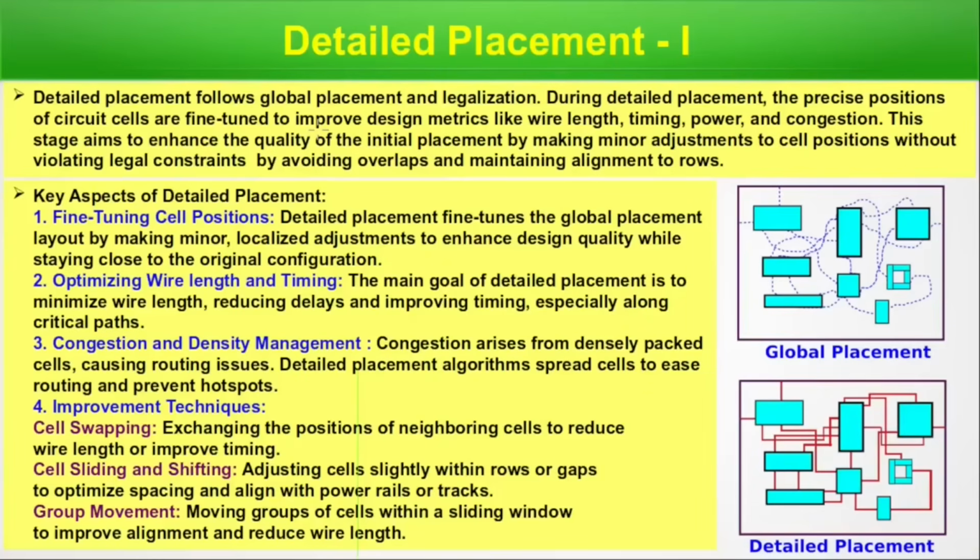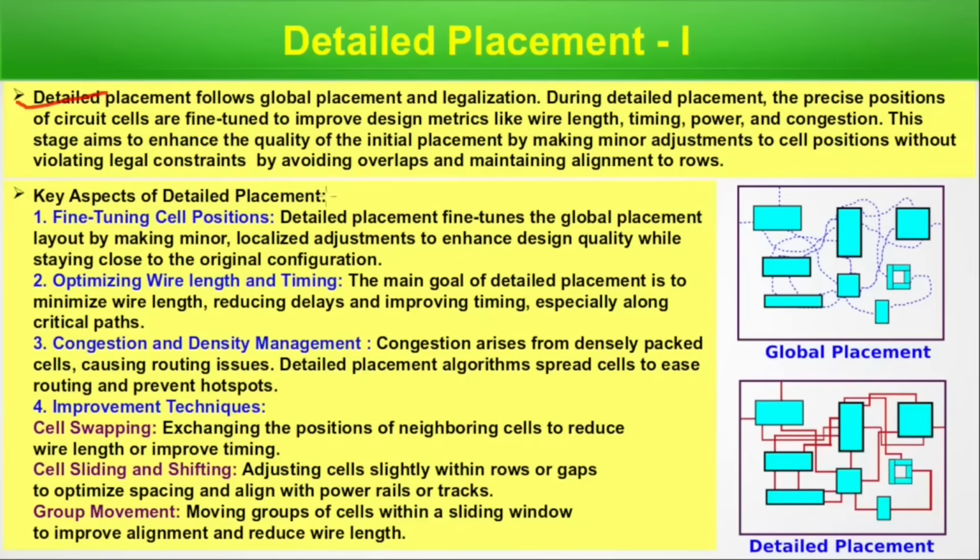Now, detail placement. Detail placement follows global placement and legalization. During detail placement, the precise positions of circuit cells are fine-tuned to improve design metrics like wire length, timing, power, and congestion. This stage aims to enhance the quality of the initial placement by making minor adjustments to cell positions without violating legal constraints, by avoiding overlapping and maintaining alignment to rows.